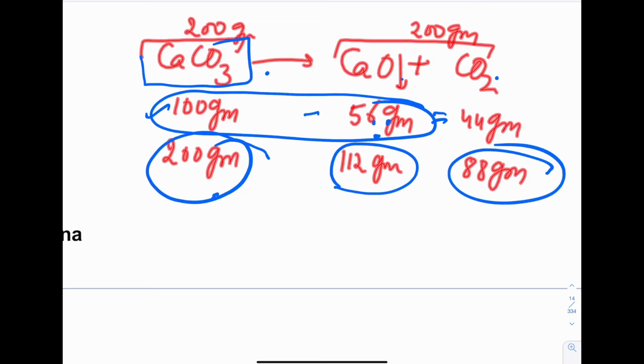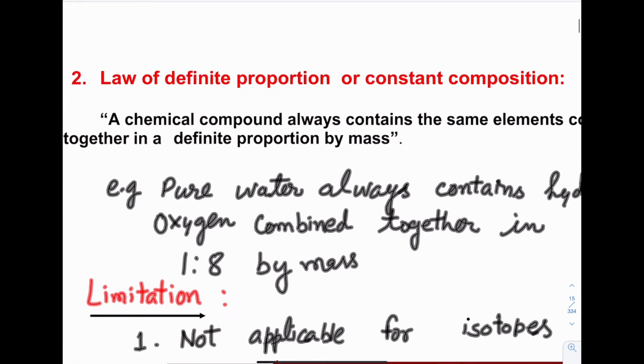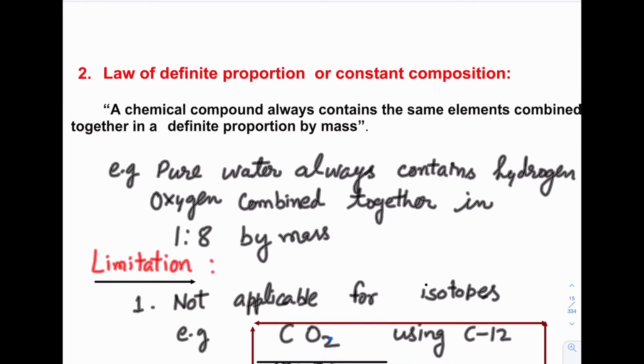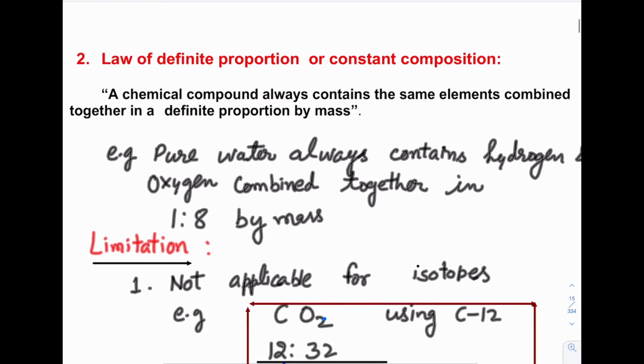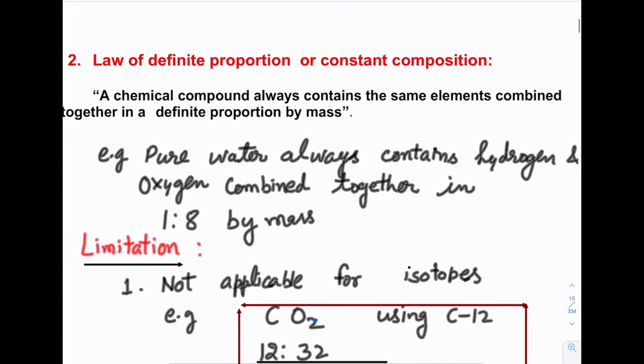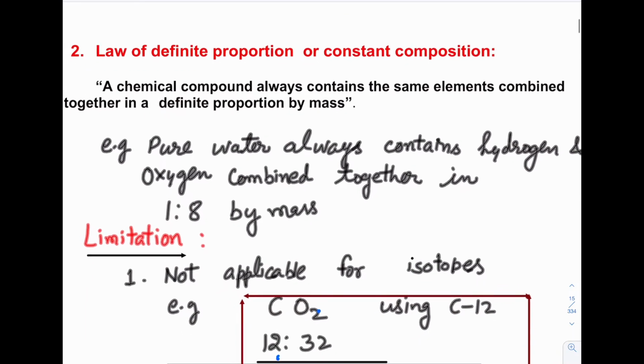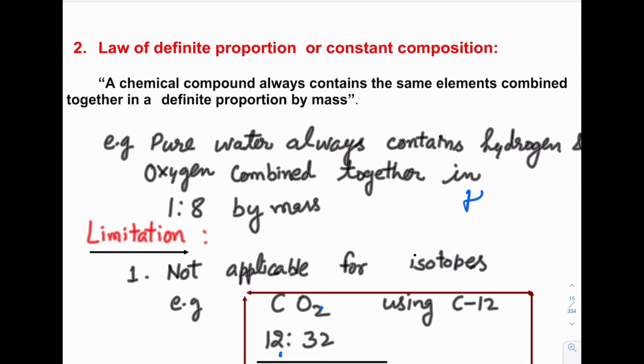Now the second law is the law of definite proportion, or constant composition. According to this law, in a chemical compound, elements always combine in a definite proportion by mass, irrespective of the source of the compound. For example, in pure water, whether it is prepared in a laboratory or is natural, hydrogen and oxygen are always combined in which mass ratio?